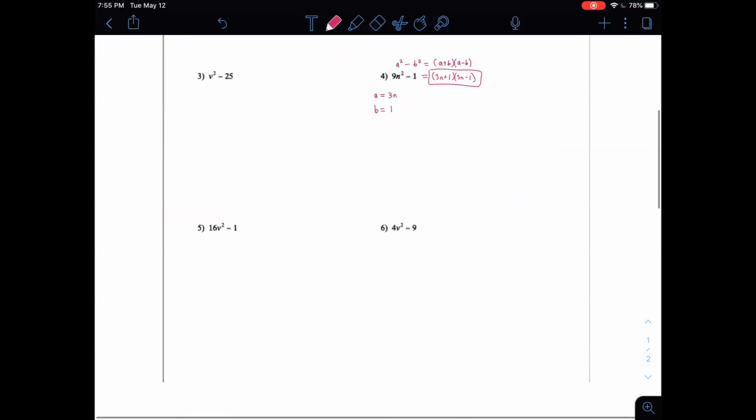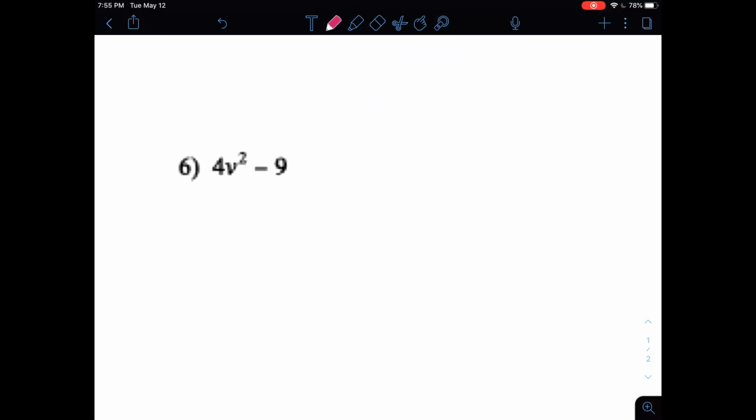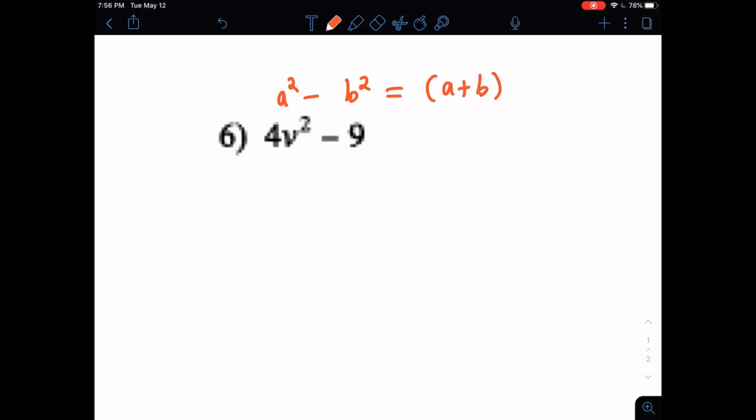Let's do number 6 actually together here. Number 6. All right, so again, this is a squared minus b squared is the pattern. We're going to do a plus b times a minus b. All right, and so to find a, we have to find the square root of 4v squared. What's the square root of 4? Square root of 4 is 2. And what's the square root of v squared going to be? That's going to be v.